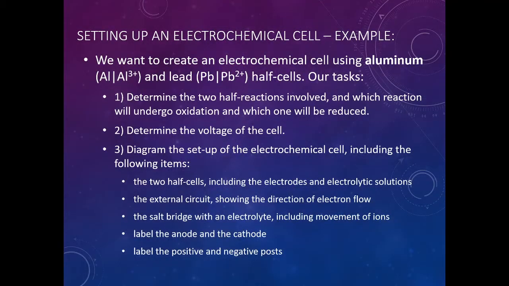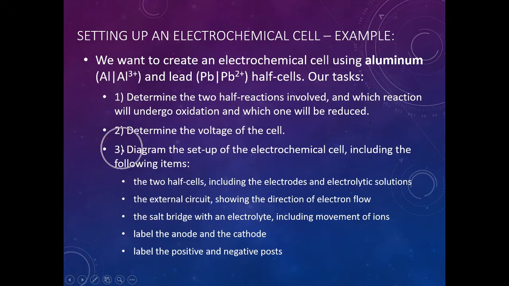To help us understand this, I wanted to work through an example so we could understand them a little bit better. So this is the example that we're going to work through. We're going to look at how an electrochemical reaction between aluminum and lead is going to create an electrochemical cell. So the first thing we need to do is figure out the half reactions involved, figure out which is going to be oxidized and which is going to be reduced, and then determine the voltage.